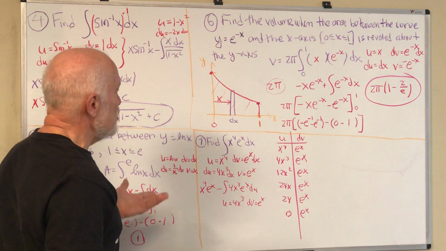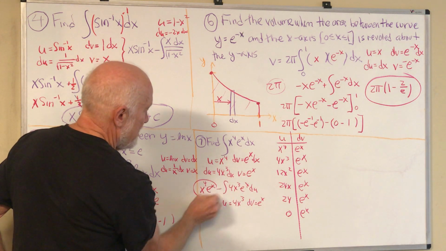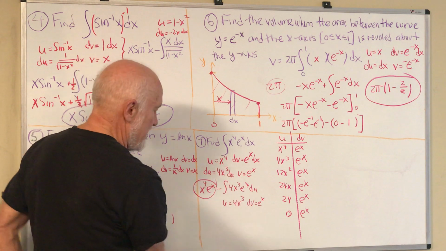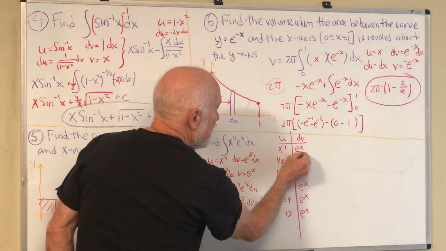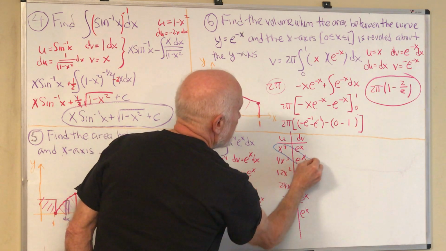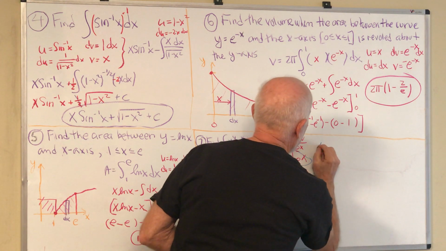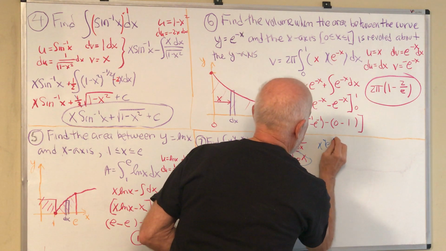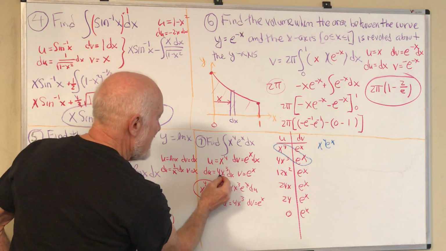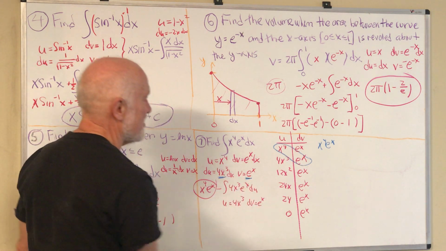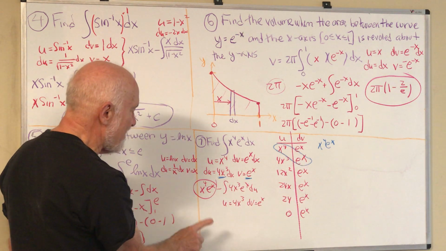So now, how do you get your answer? What was the beginning of the answer here? It was u times v. It was on this diagonal right there. So that's going to be the first part of my answer, x to the 4th e to the x. And then now we take the integral of this times this. Well, they're right here.